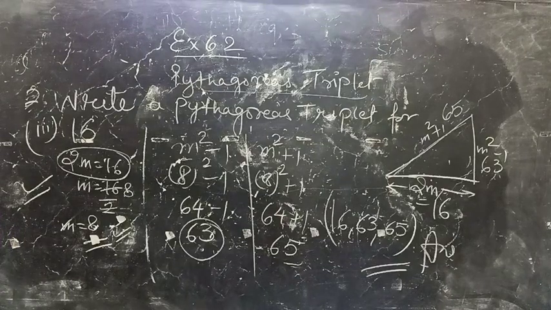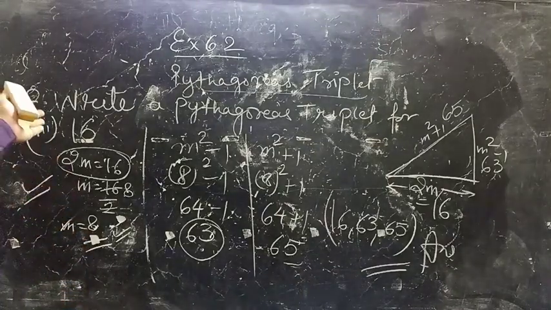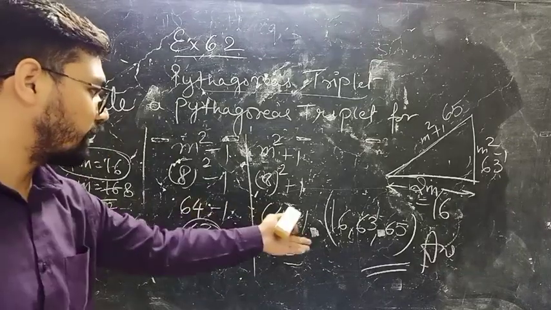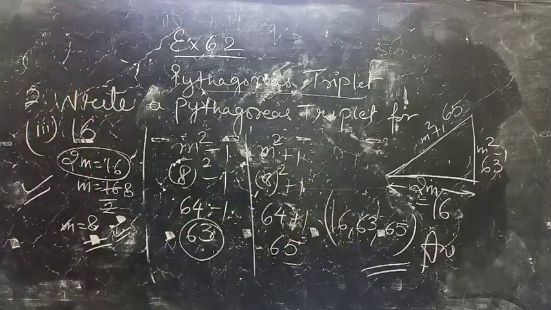If you have a right angle triangle and if one side is given to you, that is 16, then this will be the triplet: 16, 63 and 65. Note it down fast.